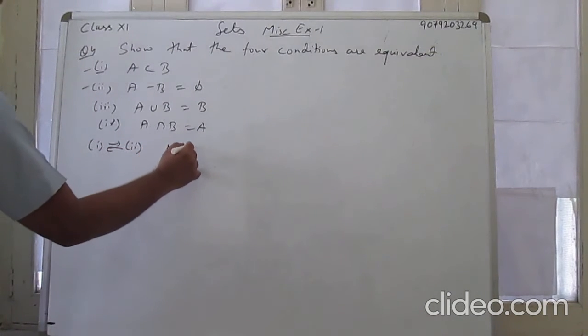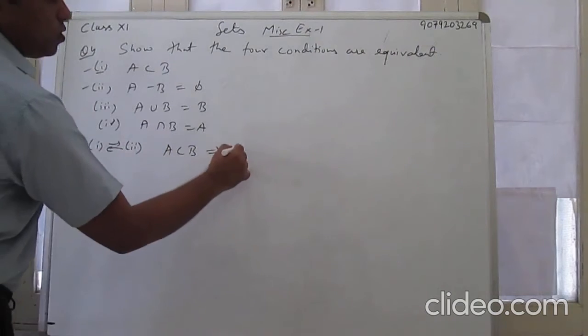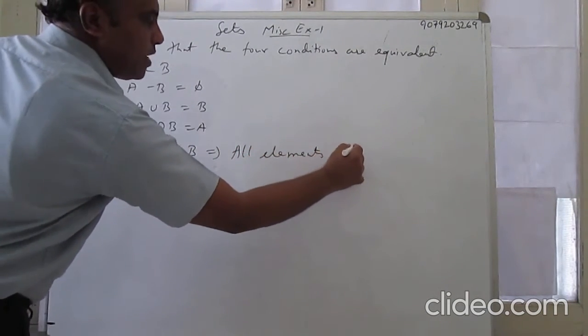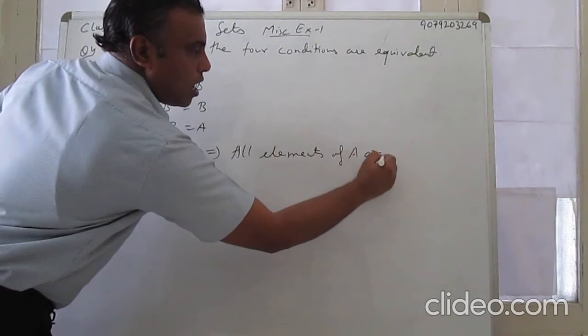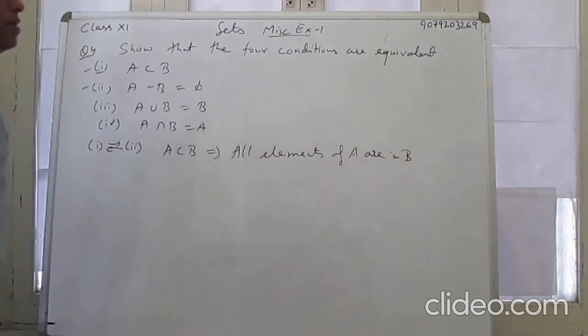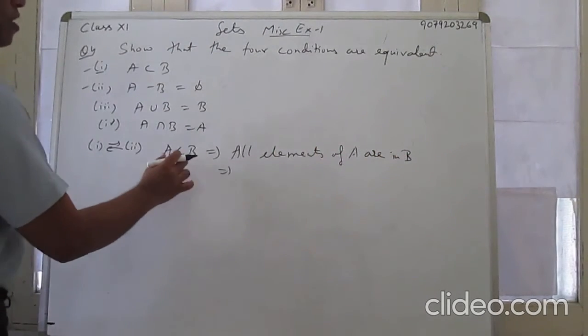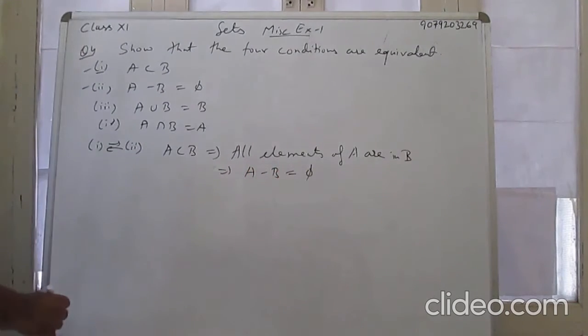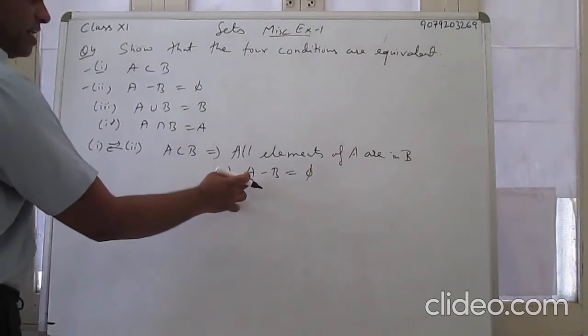A is subset of B. It means all elements of A are in B. This implies if all elements of A are in B, so A minus B is the null set. A में कोई बचेगा ही नहीं एलिमेंट.